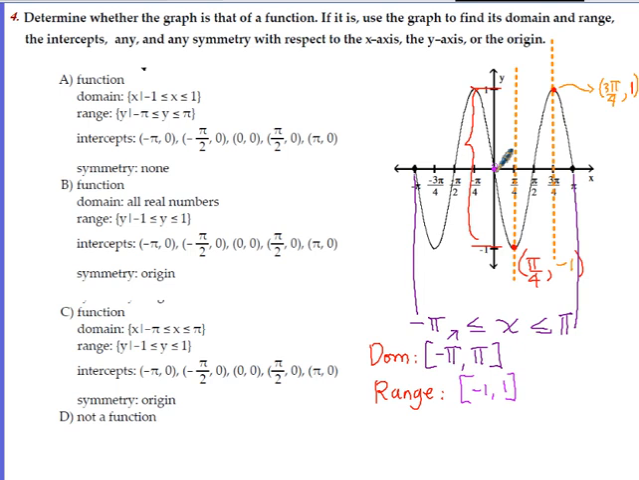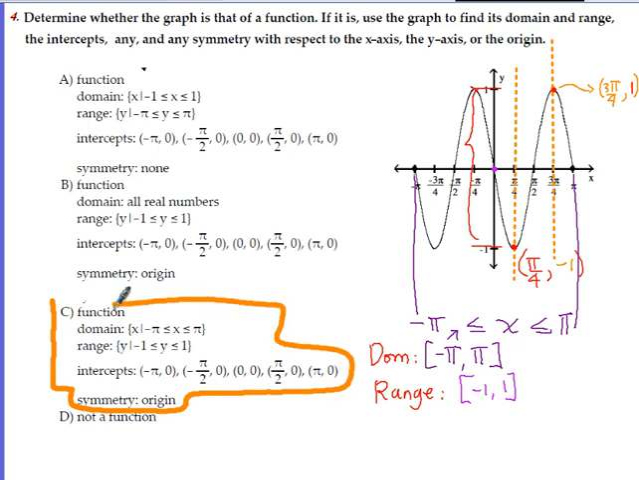So therefore, our answer, which depicts all of the characteristics that I mentioned, would be letter C. Okay, this is our answer for number 4.